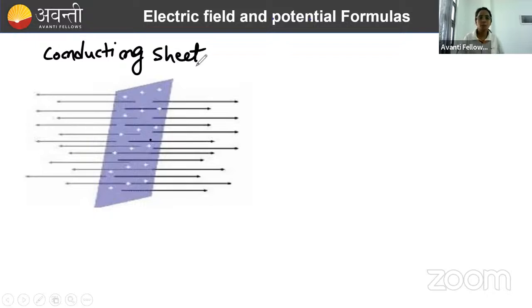conducting sheet. Again, here one important thing I want to discuss. What is the difference between conducting and non-conducting sheet? If there is a conducting sheet and you are giving it a charge Q, since this is a conductor, what will happen? Suppose this is a conducting sheet. If I give charge to this surface, that charge will also travel to the other surface. Conductor means it will conduct. So conducting sheet means the charge distribution will be on both surfaces.